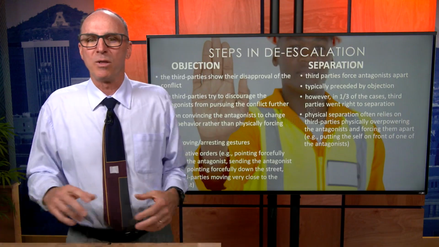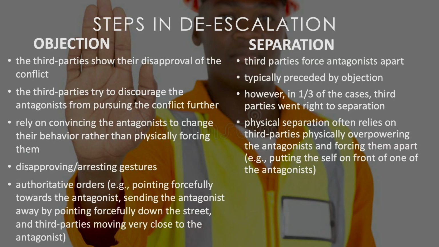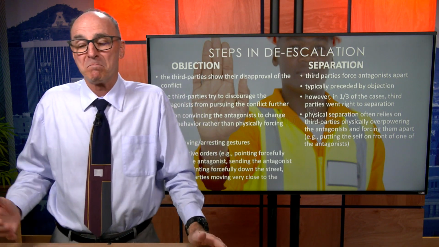Separation happens when the third parties force the antagonists apart. Typically this is preceded by objection, but in about a third of the cases they found the interveners went right to separation. The first thing they tried to do was just pull the two people apart. Often it relies on physically overpowering the antagonist and forcing them apart, or at a minimum putting yourself in front of one so that they can't get to the other.